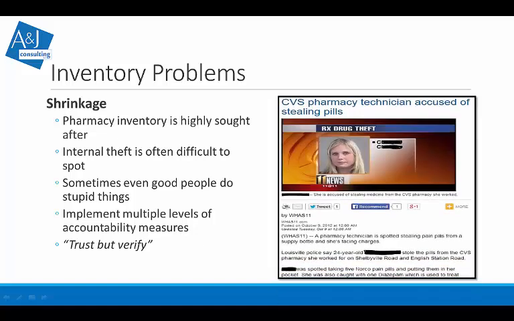Now, this wasn't my technician, but here's an example. If you just Google pharmacy technician stealing, I'm sure you'll find a handful of news stories about a pharmacy technician who stole pills from a pharmacy. Again, this one is someone back in Louisville, my old stomping ground. Looks like she stole diazepam, which is a controlled substance.